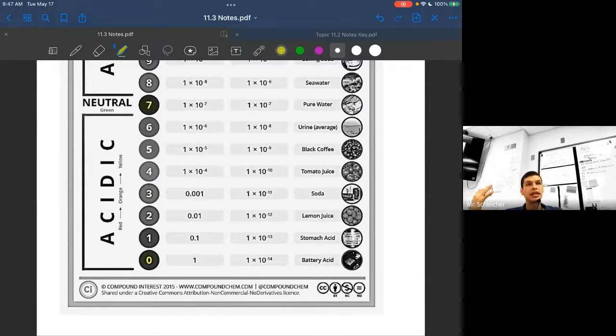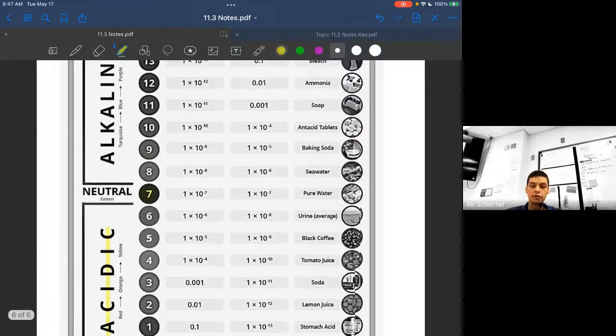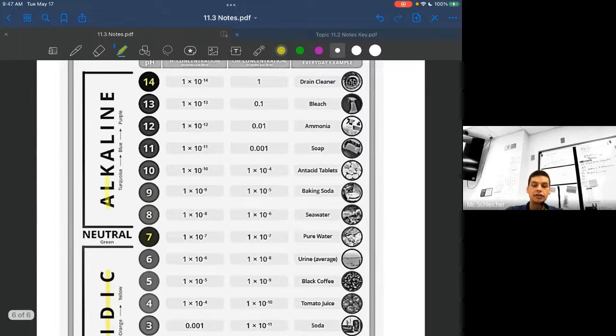The way you read a pH scale is the smaller the number, the more you go towards 0, the more acidic your chemical or your solution is. And the higher you go, above 7, the closer you are to 14, the more basic or alkaline your solution is. So the more acidic or basic your solution or chemical mixture is, the more chemically reactive you could say it is, the more dangerous it is.